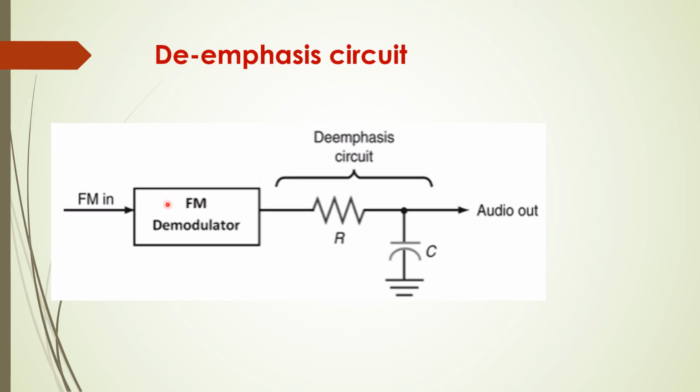We have used this circuit after the FM demodulator. The circuit consists of only two parts. One is a resistor and the other a capacitor, and these two are connected in series. This will make the de-emphasis circuit attenuate our maximum amplitudes. And this is about pre-emphasis and de-emphasis circuits.